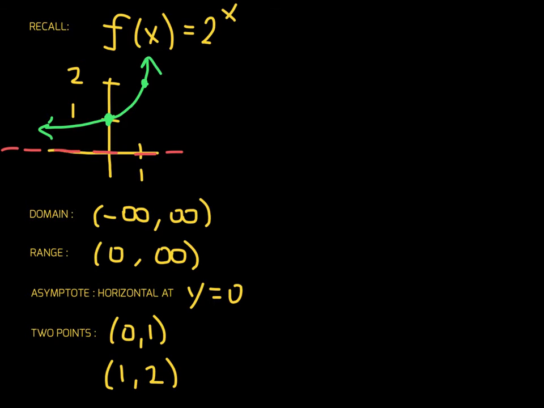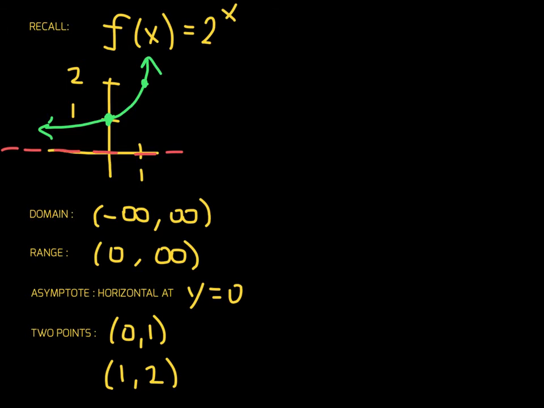We know the domain is all real numbers. We know the range is all positive values. We know that the asymptote is horizontal at y equal to 0, which is the x-axis. And then we know you have these 2 points, the y-intercept of 0, 1, and 1 comma the base, or 1 comma 2, all right? So all of this information you and I derived together in a previous lesson.